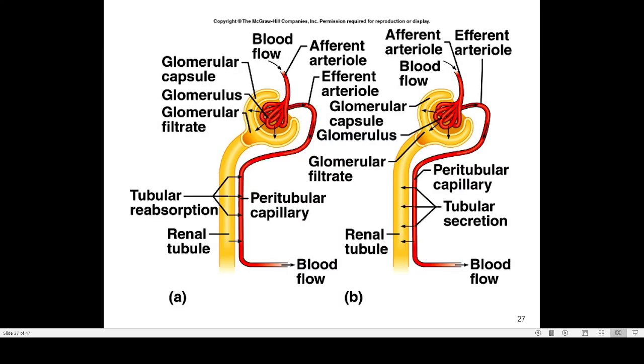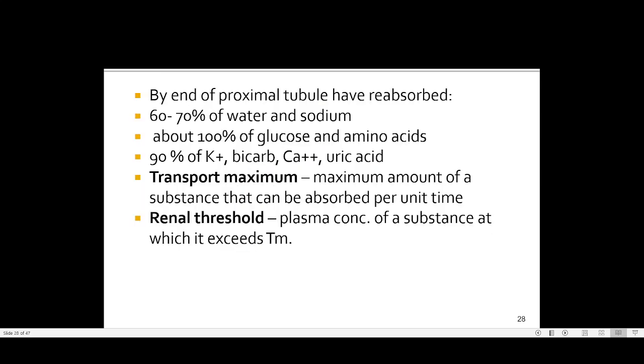Then the next step, here also the same picture. This is the glomerular filtrate. The filtrate will be moving into the tubule. During this process, many useful substances will be reabsorbed into the efferent arteriole or blood vessel, and finally taken back into our blood vessel, to the heart itself again. Here you can see how much is reabsorbed: 60 to 70% of water and sodium, 100% of glucose and amino acids, and 90% of potassium ions, bicarbonate ions, calcium ions and uric acid will be reabsorbed. So these are the various substances which are reabsorbed as a result of tubular reabsorption.